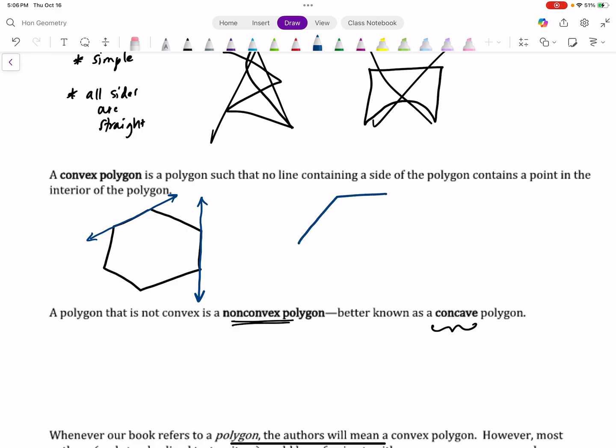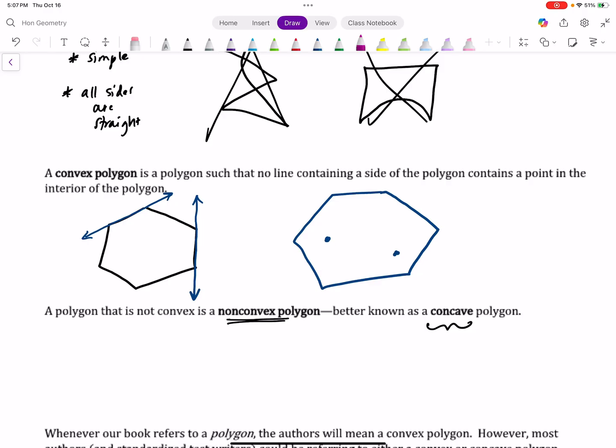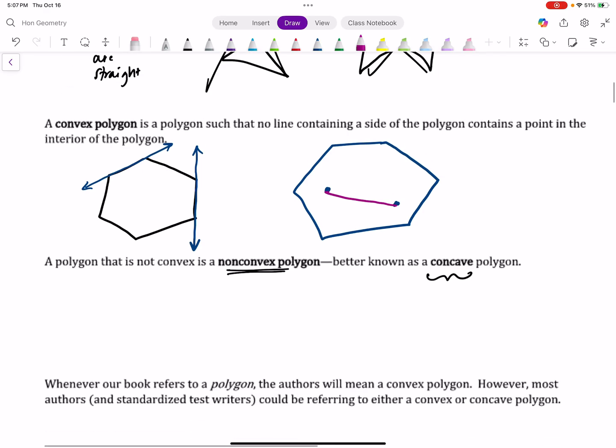I like a different definition better. If something is convex, that means I can pick any two interior points I want, connect them with a line segment, and no part of that line segment will be either on the polygon itself or on the exterior, outside the polygon. Okay? So if a polygon is not a convex polygon, then we say it's a concave or a non-convex polygon.